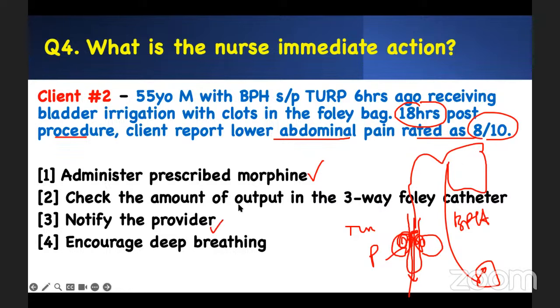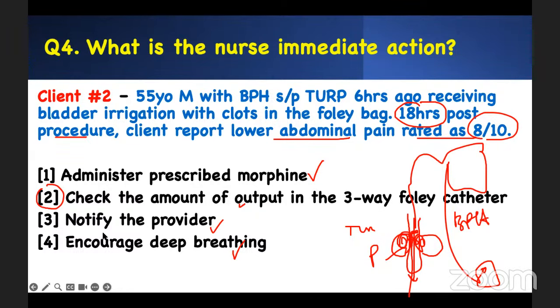Do you call the doctor? Who asks you, what have you done for me lately? Go see the patient, assess the patient, and figure it out. He's having pain. You want him to breathe? No, it's not going to help him. It sounds good, but the problem is you have to make sure the catheter is not clogged. If it's clogged, they're going to have pain. So let's check the amount of output in a 3-way catheter, and then we can know if this patient is in trouble.